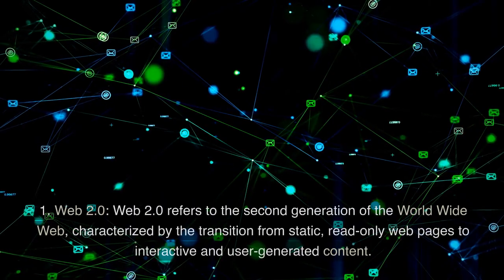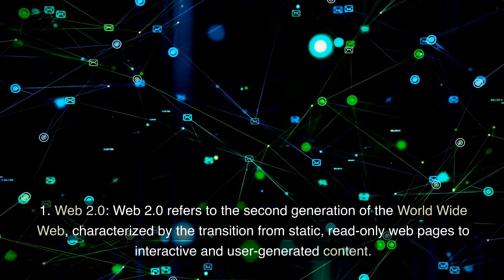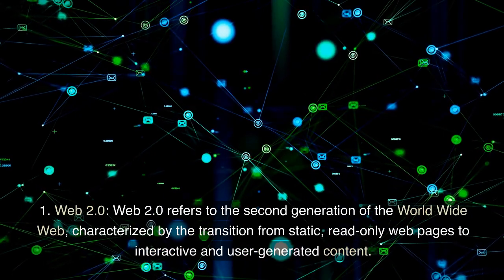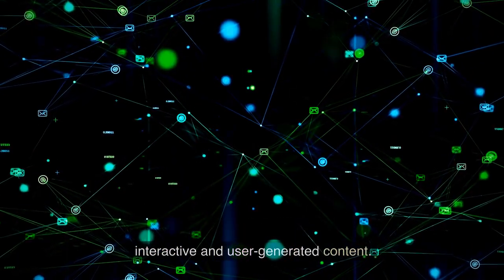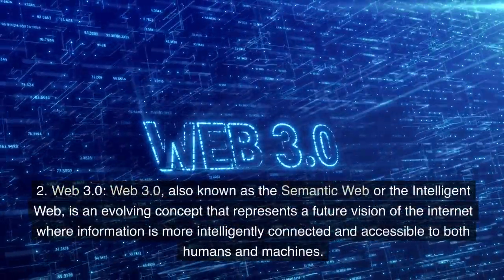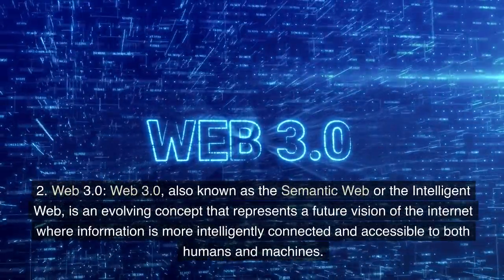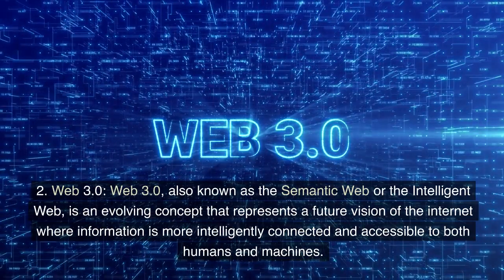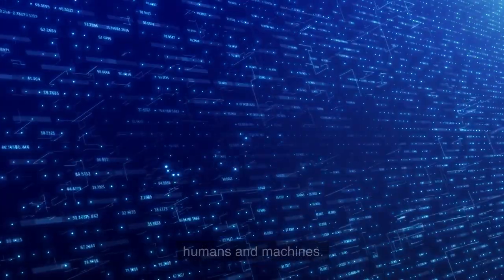Definition. 1. Web 2.0. Web 2.0 refers to the second generation of the World Wide Web, characterized by the transition from static, read-only web pages to interactive and user-generated content. 2. Web 3.0. Web 3.0, also known as the semantic web or the intelligent web, is an evolving concept that represents a future vision of the Internet where information is more intelligently connected and accessible to both humans and machines.